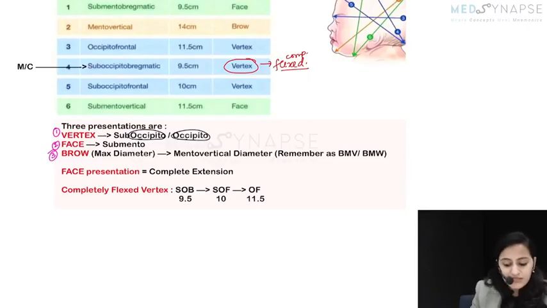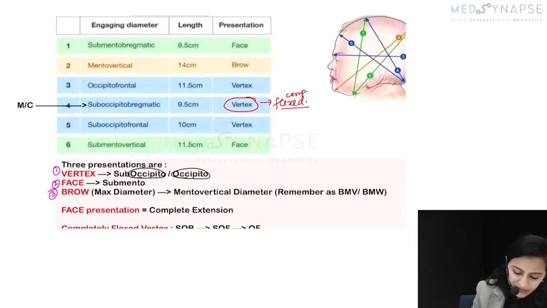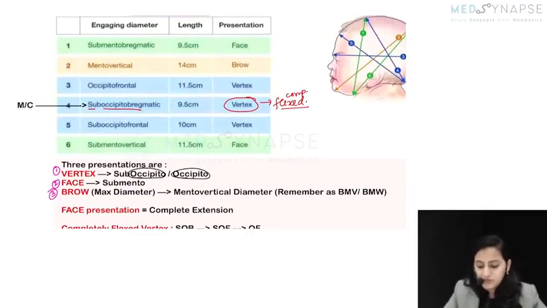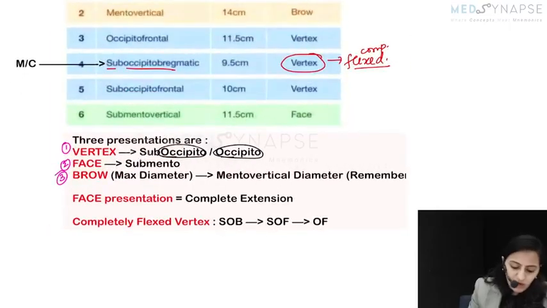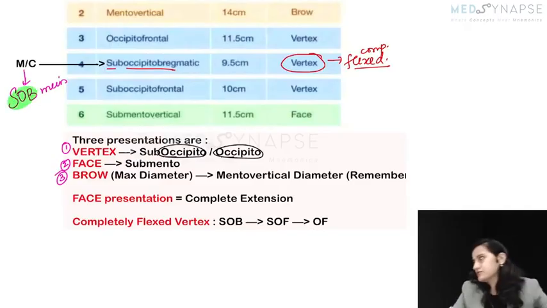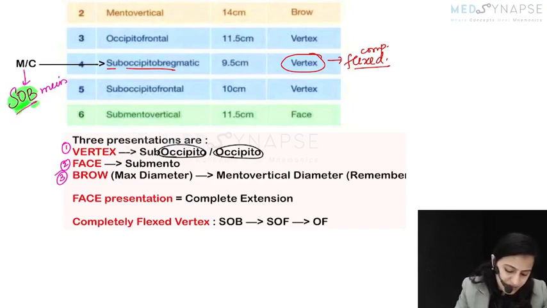And in that, what is the engaging diameter? Suboccipitobregmatic. Remember, it is suboccipitobregmatic, not the frontal. So remember it as the most common, the one seen in all of them. Suboccipitobregmatic.